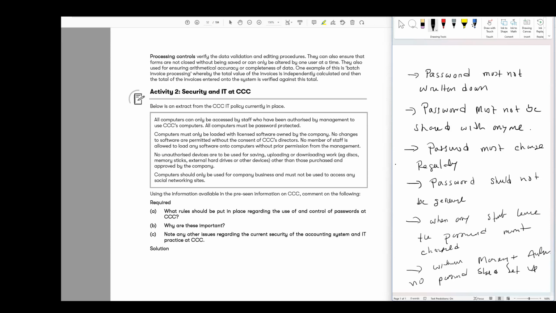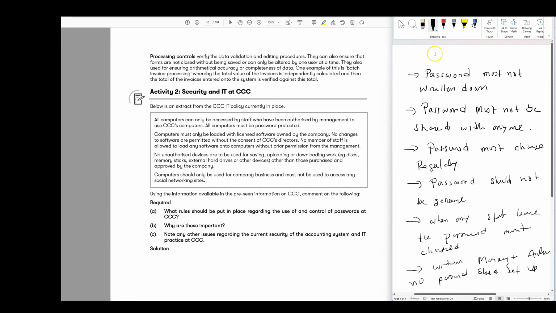So when you have information in the drive, or in Dropbox, or in a cloud, you should limit the access so that only the people who need it can see it. The last one says, note any other issue.